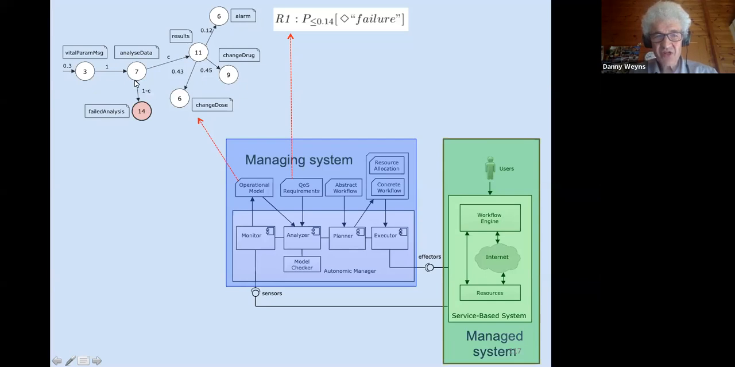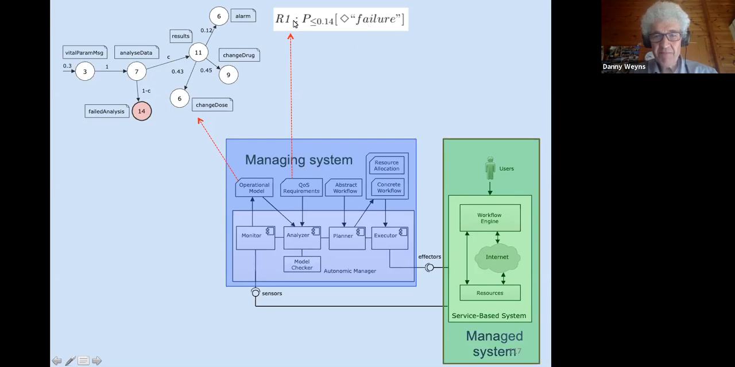So for instance, there is a transition from 7 to 14. 14 state is a failed analysis. 7 is doing some analysis. And the probability for them is 1 minus C, while the probability to succeed is C. And this C is a parameter that changes, of course, over time. Services might fail depending on the type of service you use or other properties in the system.